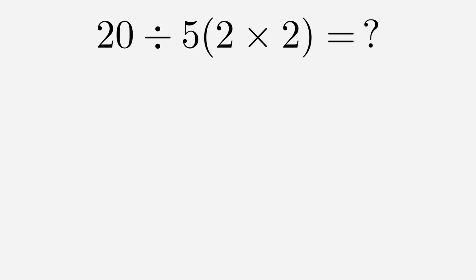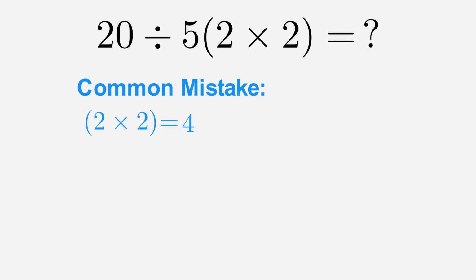20 divided by 5 times the quantity, 2 times 2. Go ahead, say your answer out loud, and prepare to be wrong. Most people tackle this like a pro. 2 times 2 is 4. Then you've got 20 divided by 5 times 4.